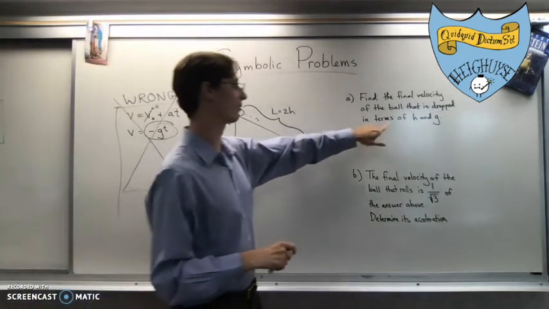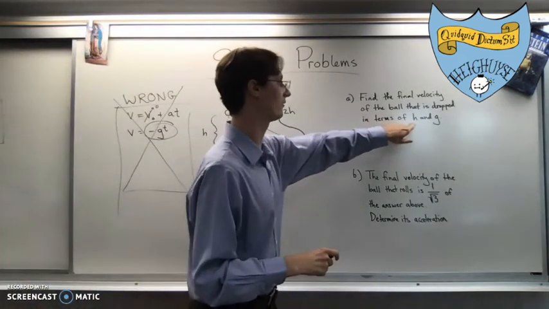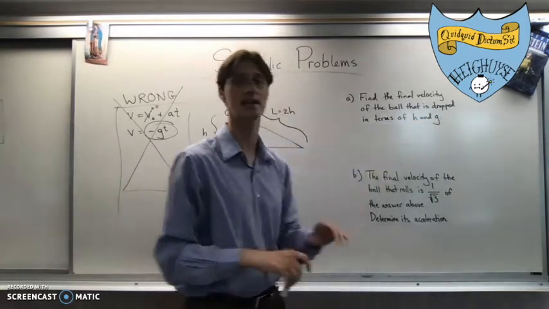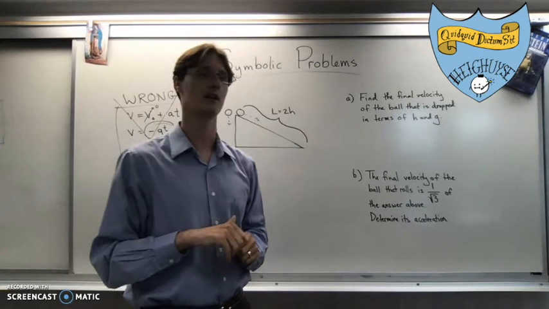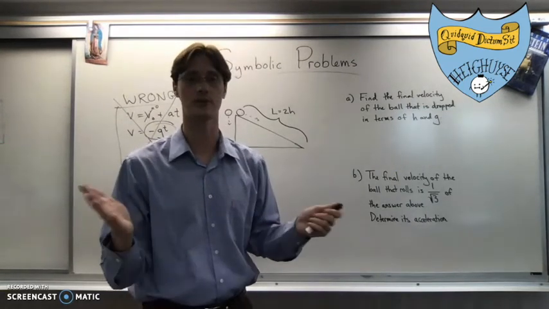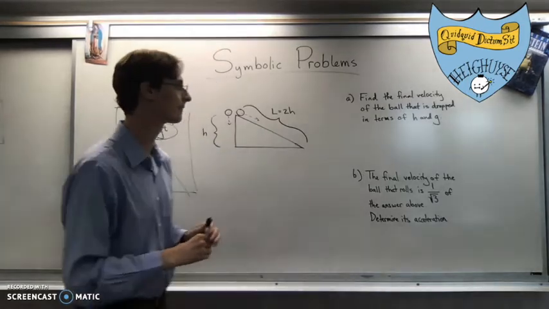Also, most of the time they will kindly say in terms of whatever. So if they say in terms of h and g, that's what's allowed to be the answer. And also remember other numbers and constants like the square root of 5. That's always allowed to be in there.